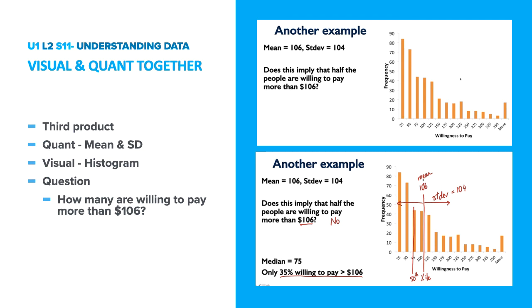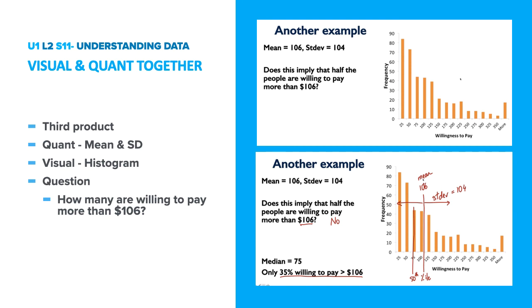So then there comes a median. The median is 75. That means 50% of the people are willing to pay less than 75, and 50% of the people are willing to pay more than 75. So 75 is the price if I want to keep, but it is not the mean, which is 106. Here the mean and median are not the same, not equal.